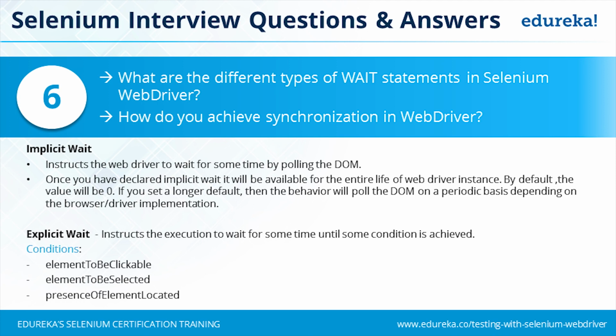Once you have declared implicit wait, it will be available for the entire life of the WebDriver instance. So implicit wait is declared upon the instance of WebDriver. As soon as I say WebDriver driver is equal to new ChromeDriver, in the next line I can write driver.manage().timeouts().implicitlyWait for so many seconds. That is the maximum number of seconds before throwing an exception. Maybe I give this value to be 30 seconds. So 30 seconds becomes the maximum time for which Selenium WebDriver will wait to hear back from your application before throwing any kind of exception.